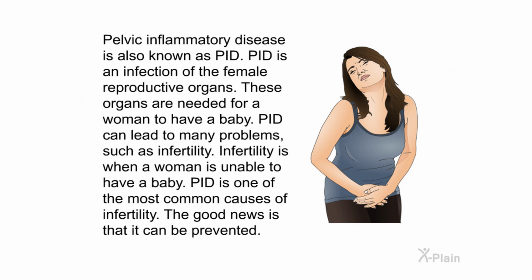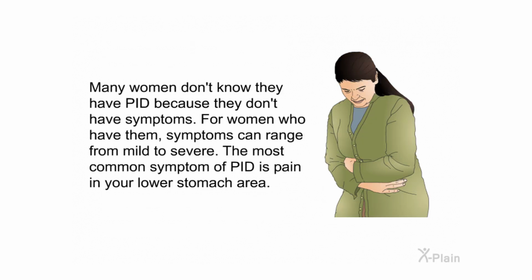Infertility is when a woman is unable to have a baby. PID is one of the most common causes of infertility. The good news is that it can be prevented. Many women don't know they have PID because they don't have symptoms. For women who have them, symptoms can range from mild to severe. The most common symptom of PID is pain in your lower stomach area.